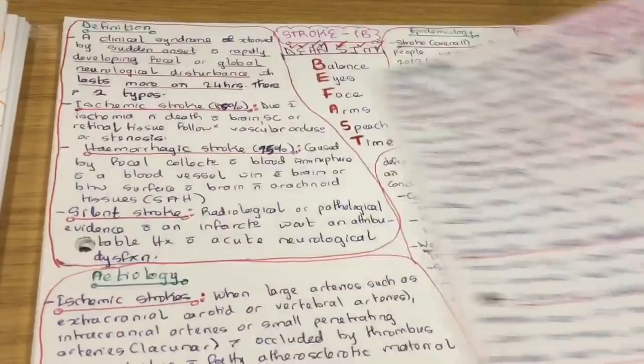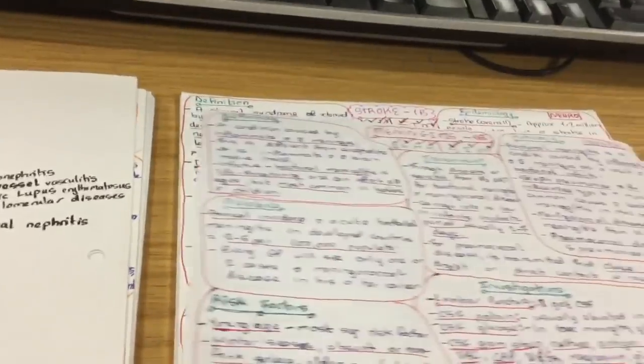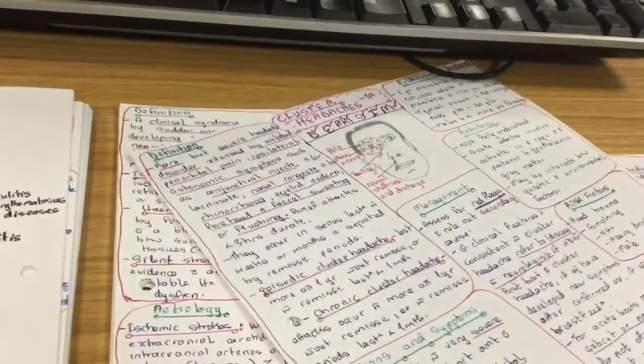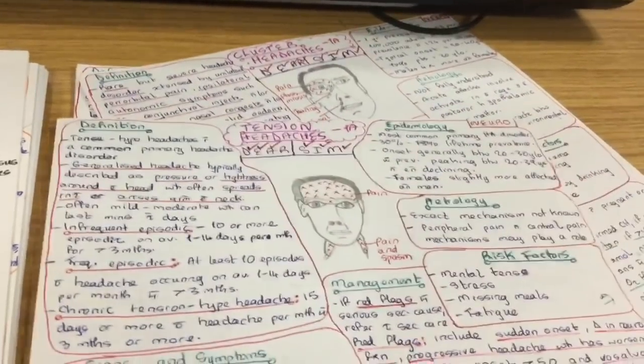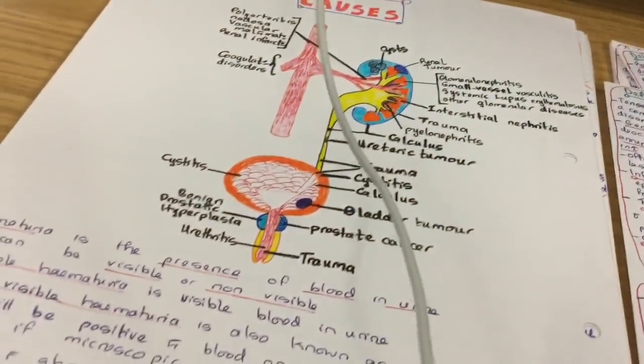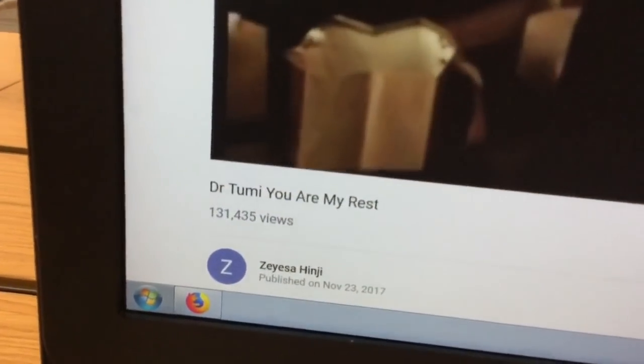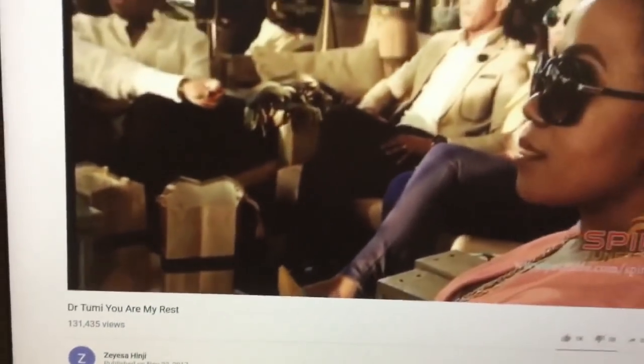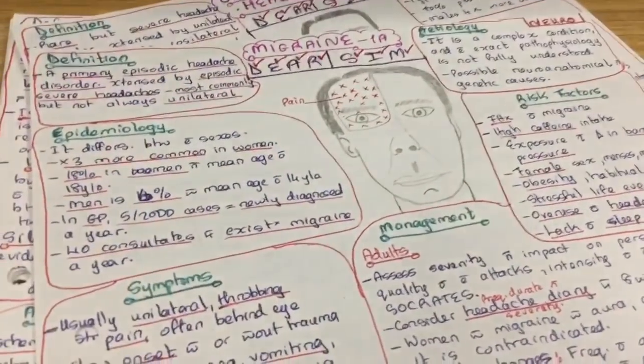And sometimes I like to listen to music as well when I'm studying. And the song I was listening to while I was studying is called "You Are My Rest" by Dr. Toomey. It basically helped me so much during this time, just to remind me that God is my rest, God is my peace, and I can find rest and peace in Him. And yeah, listen to the song. It's a good song.